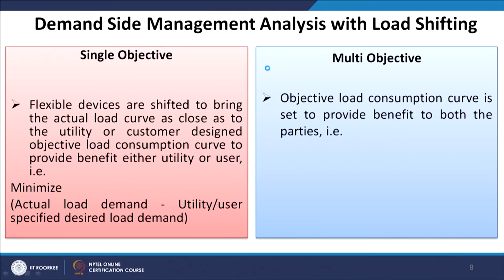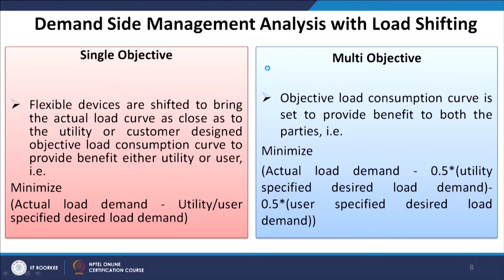In the case of multi-objective, the load consumption curve is set to provide benefit to both parties, that is, the utilities and the customer. What we do is minimize the actual load curve minus a 50% weightage to the utility-specified desired load demand and 50% weightage to the user-specified desired load demand. So, partially 50% of the objective will be satisfied by the utility and 50% of the goal will be satisfied by the customers. You try to balance between these two, and hence the benefit can be shared between them.